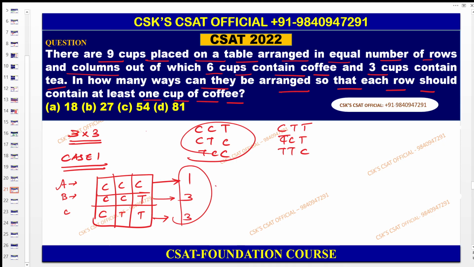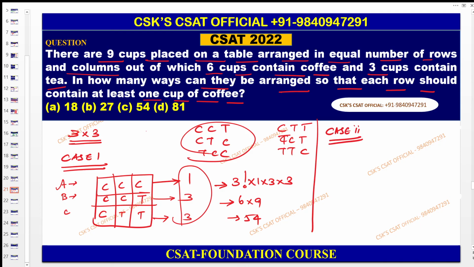Now in case 1, 3 factorial into 1 into 3 into 3. Okay, 3 factorial is nothing but 6. 6 into 9, which is equal to 54. So this is with respect to case 1. 54 is present in the options. Don't do this in every situation. Now case 2 is anything possible. So let us check with this case also.